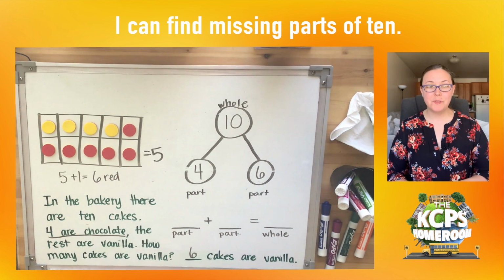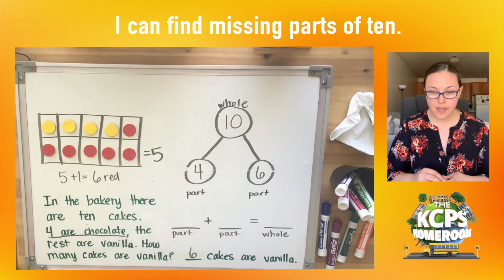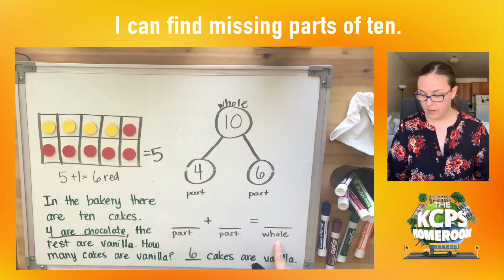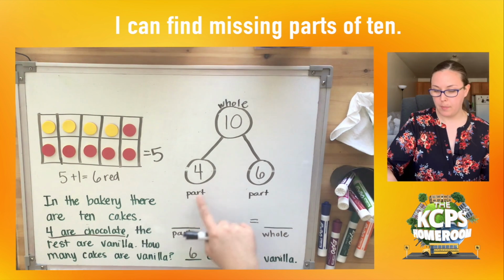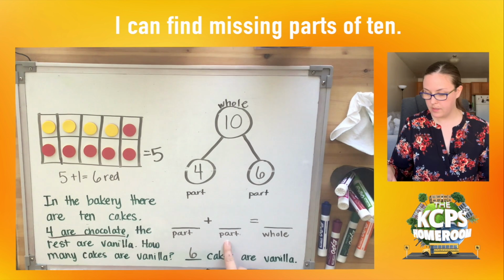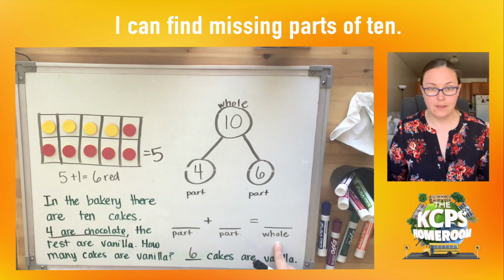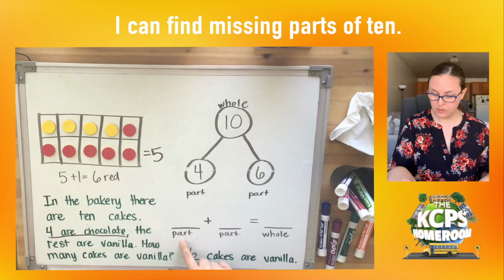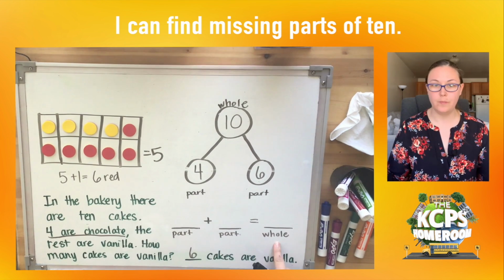So friends, as we come to a close today, my challenge for you is to write your equation using your number bond. Remember, your parts go first and your whole goes second after the equal sign. So part plus part equals whole.